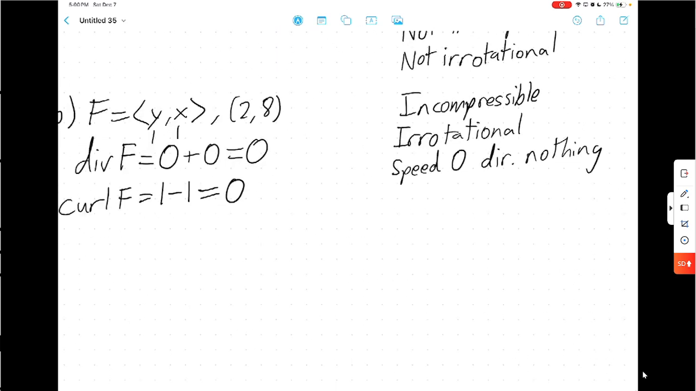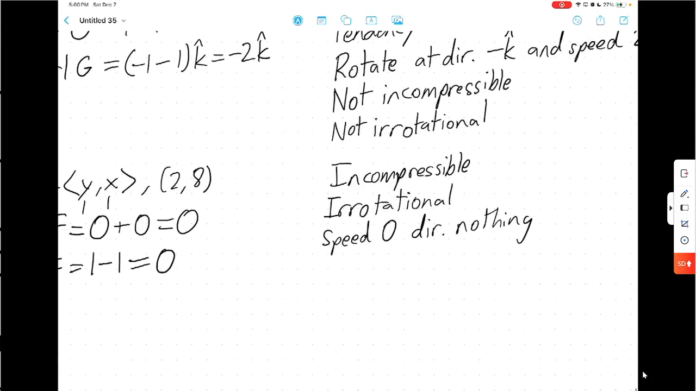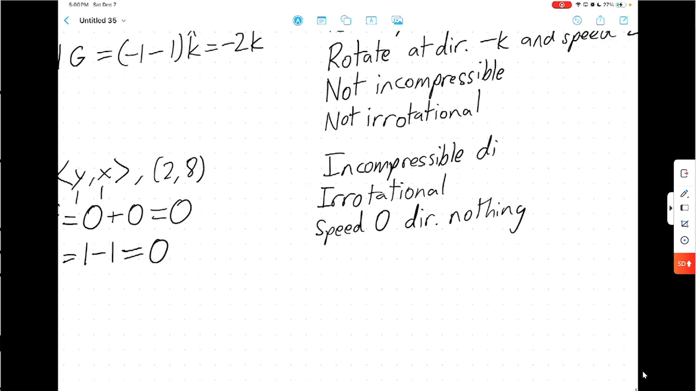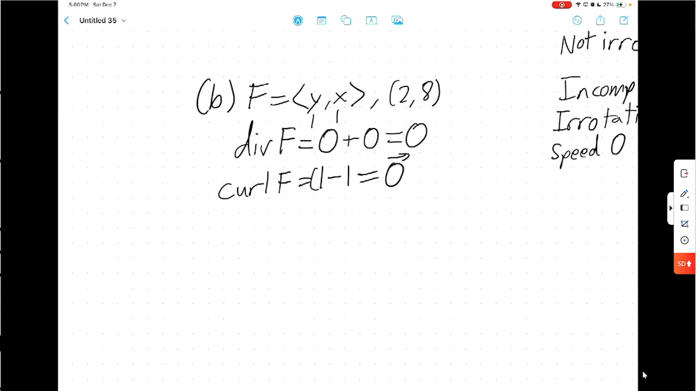How do I know when one is incompressible or irrotational? Incompressible means div F is equal to 0, and irrotational means curl F is equal to the 0 vector. It should be the 0 vector because there's a k here.